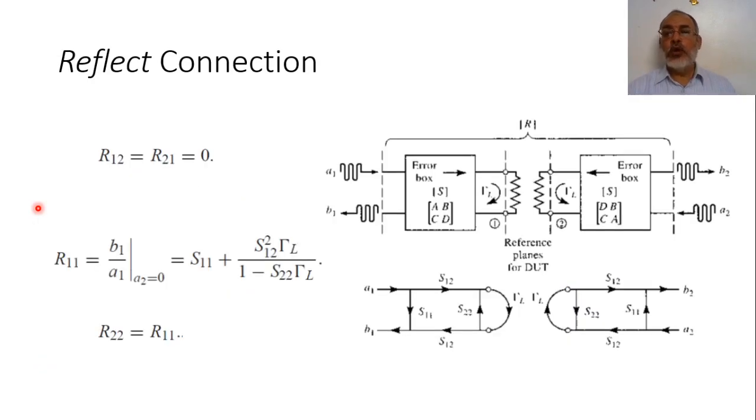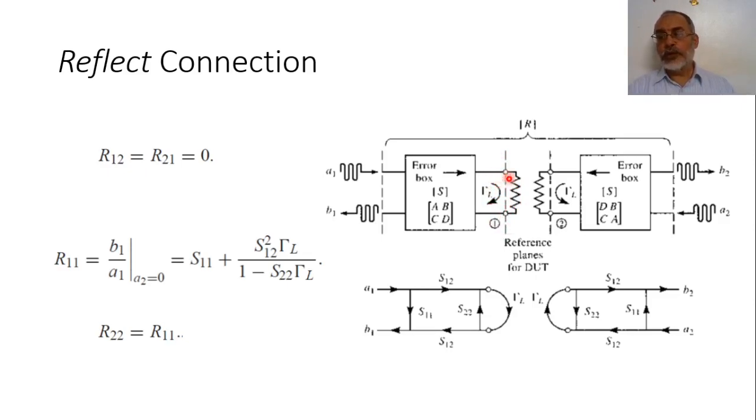Now we are going to disconnect the two ports and connect them by an unknown load with a reflection coefficient gamma L. Actually, the unknown load increases our unknowns from 3 to 4, because we have S11, S22 and S12, and in addition to these three parameters, gamma L. So now we have 4 parameters. Until now we have two equations.